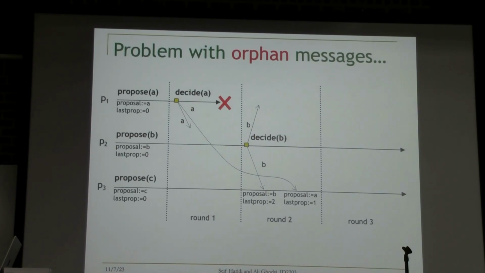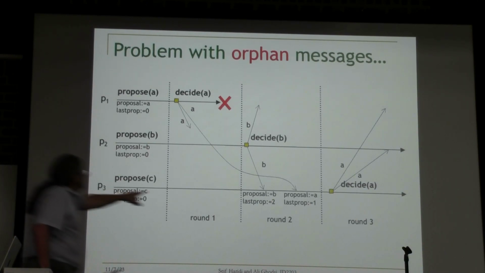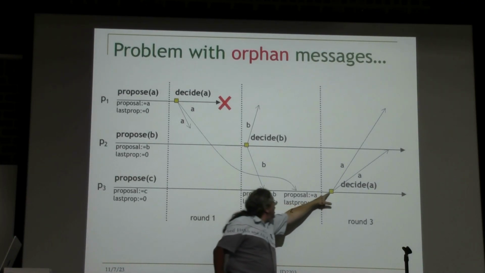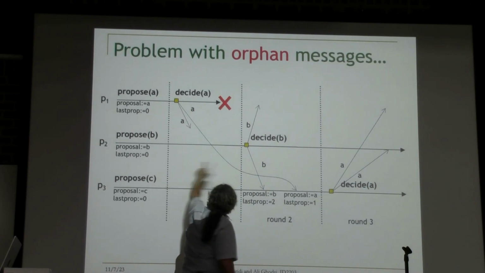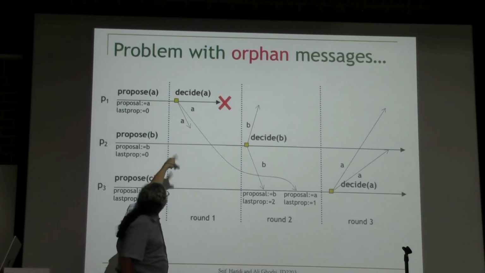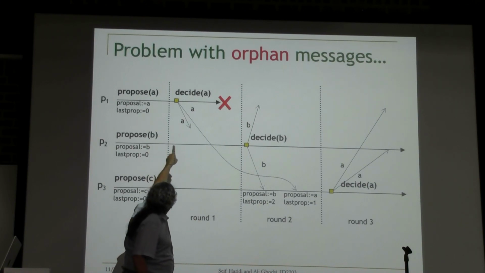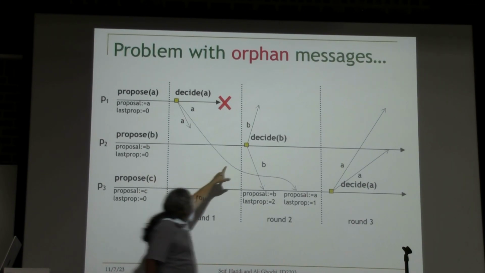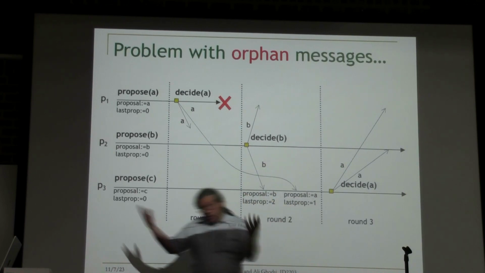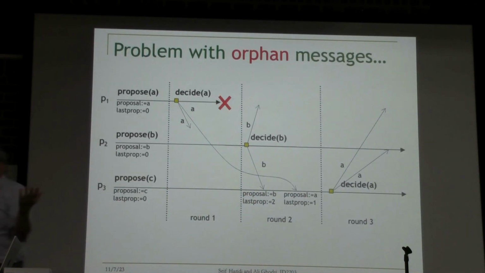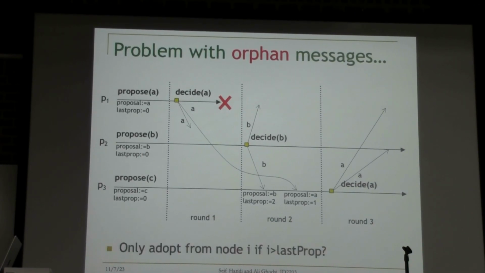So that's the main subtlety of this algorithm. We have to ignore the orphan messages. Because if we don't ignore them, then we have a problem. P3 will decide A, and P2 did not get the A because P1 crashed and somehow the first one did not make it. So P2 decides B. A and B, so we're not good. We're deciding differently. There's no agreement. So we have to ignore those orphan messages.